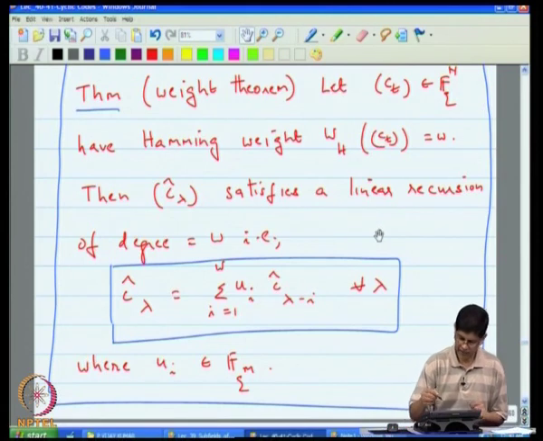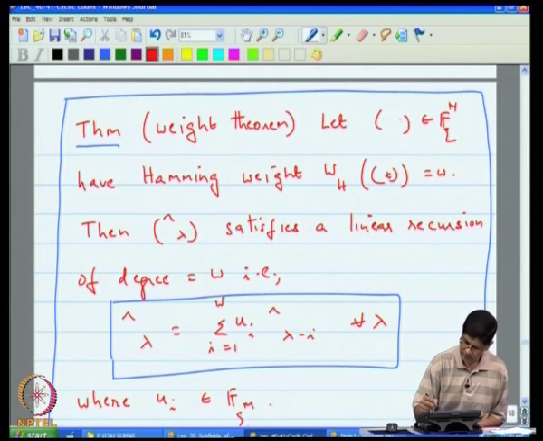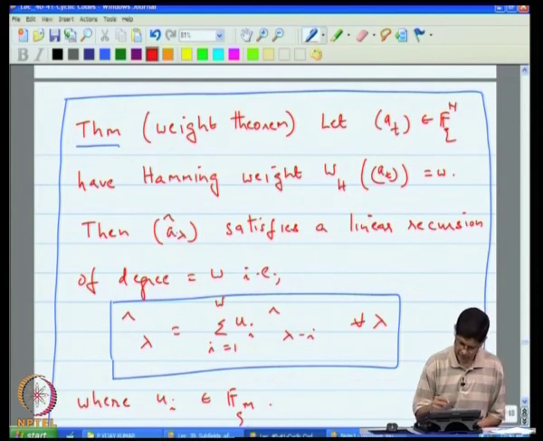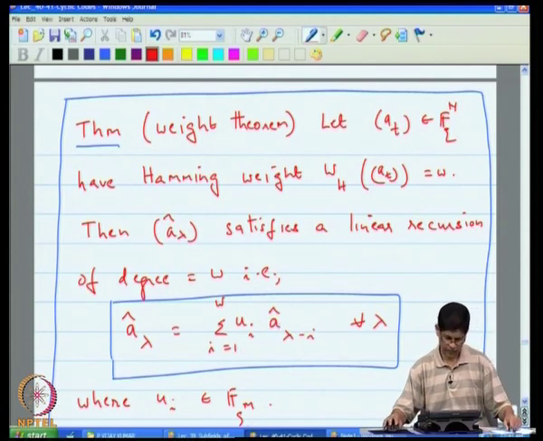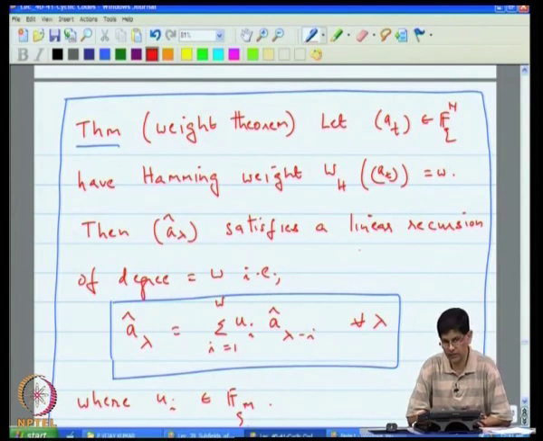I am just thinking that perhaps I should change the notation from C of t to A sub t, so that there is no confusion and it is clear that this applies in general. So, let me make that small change. Let A t be any vector whose Hamming weight is w, then its transform value satisfies a linear recursion of degree w in the frequency domain.